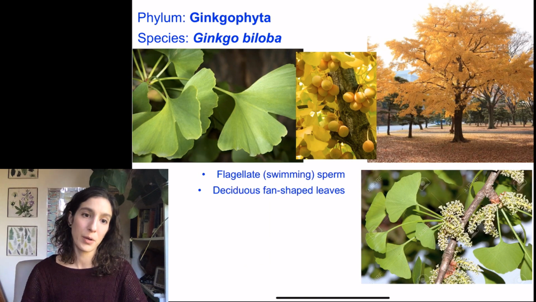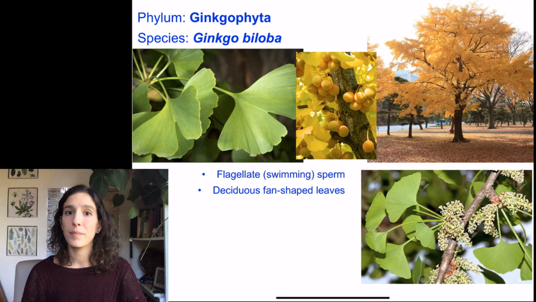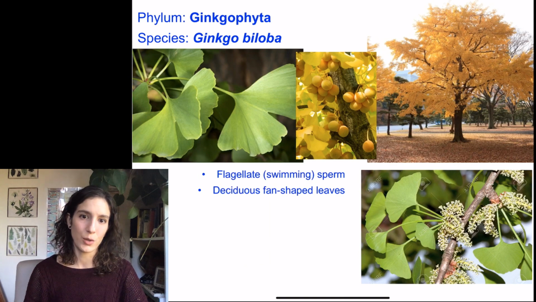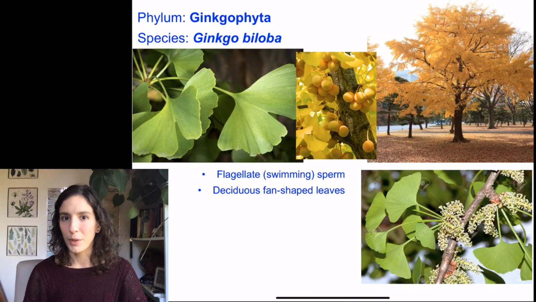It might have persisted throughout the millennia because folks used to plant them outside of monasteries. And so for millennia, humans have been propagating these as ornamentals. Notice they're very pretty. They do change colors from green to yellow, orange, red, all the goods.